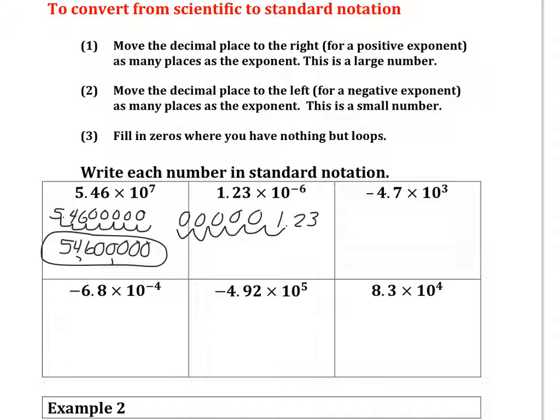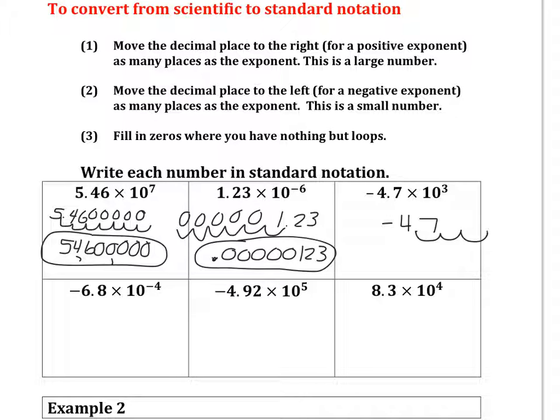And then I rewrite it to make it look really nice. 1, 2, 3, 4, 5, 1, 2, 3. Make it look nice with your decimal place in there, then circle it. So when it's positive, you're going to move to the right. Negative, you move to the left. Now, a negative number just means it's going to be a negative number at the end. It doesn't change anything. So I have negative 4,700.